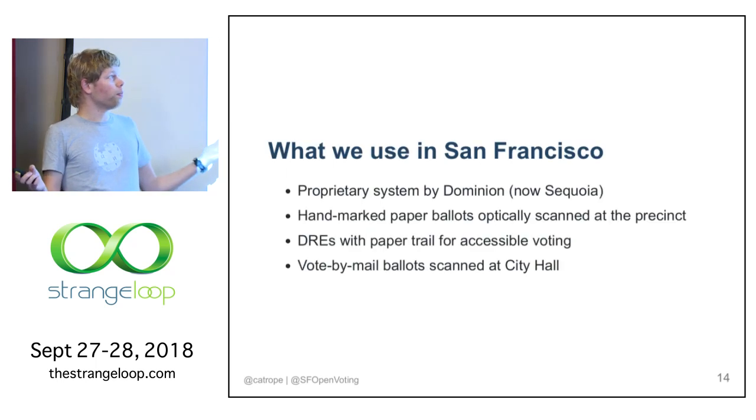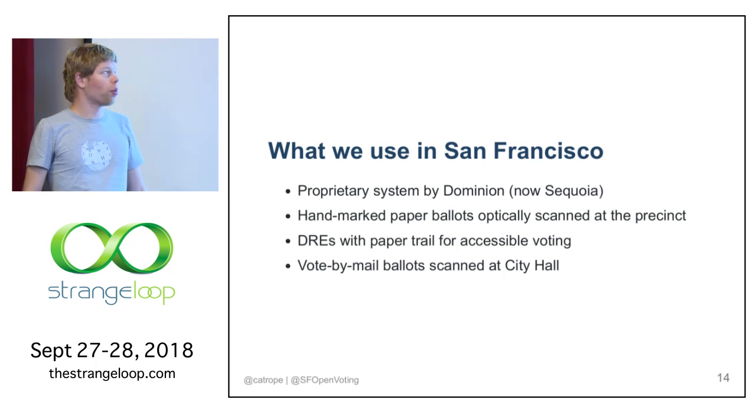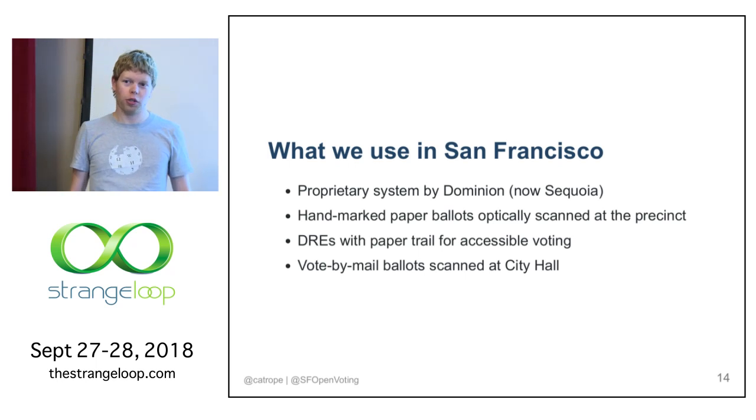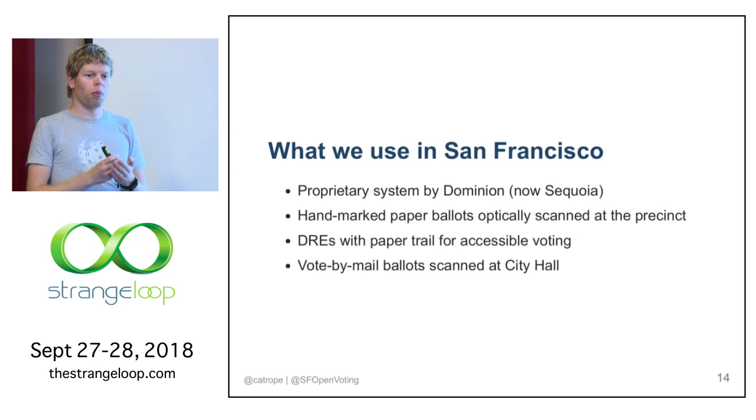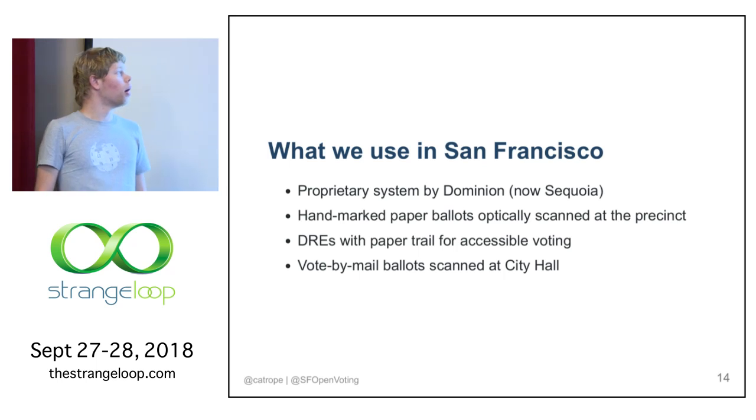So in San Francisco, we use a system that is not open source, surprise, surprise. We use a proprietary system by a company called Dominion, which was since acquired by Sequoia, because there's a lot of consolidation happening in that market. People mark ballots by hand. They then feed them into a scanner, and they're scanned immediately when they cast them.